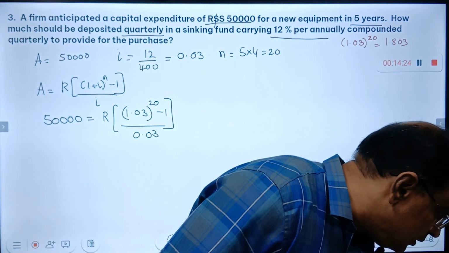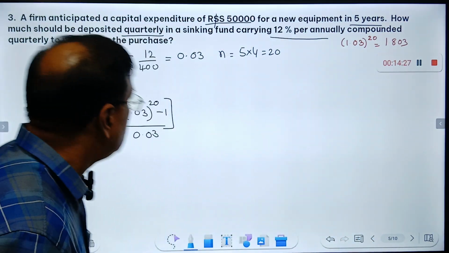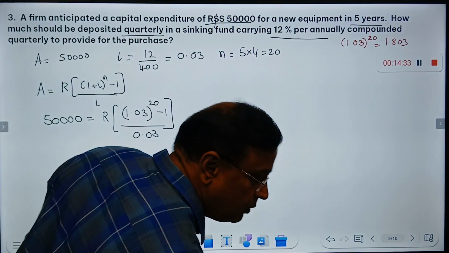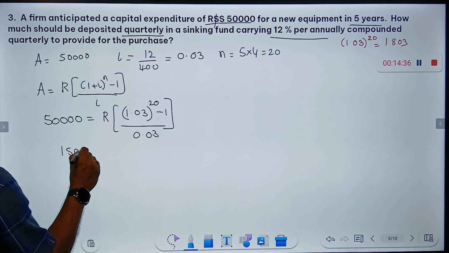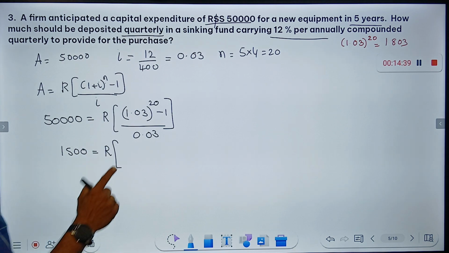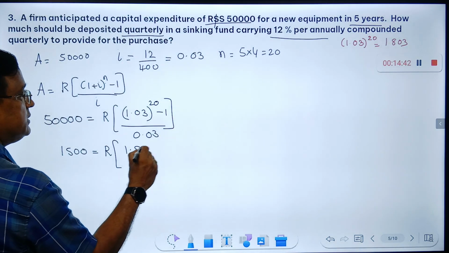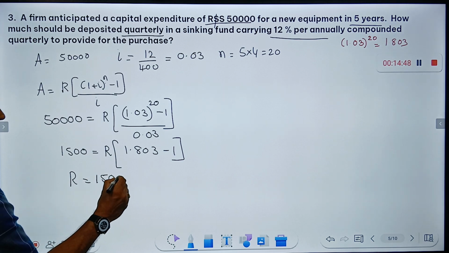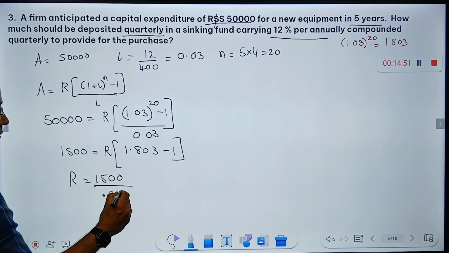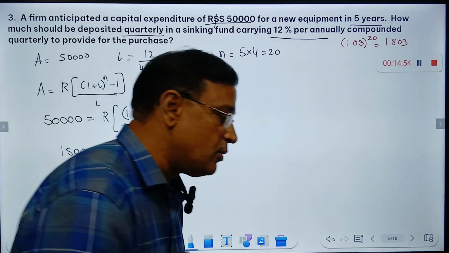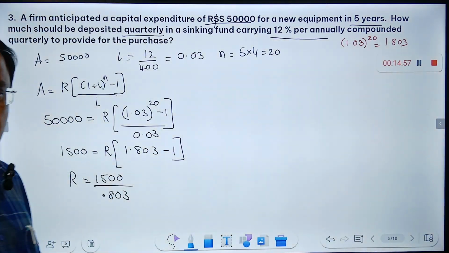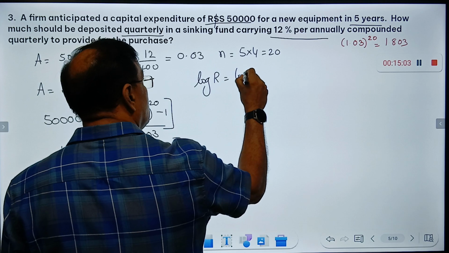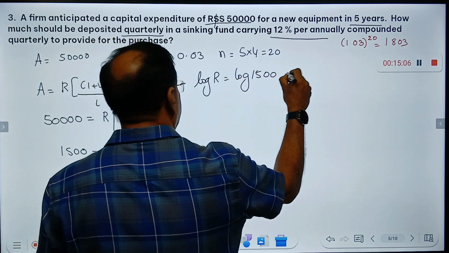Now as usual we do the calculation. So what is the calculation here? Divided by 4. If you cross multiply, it comes up to 1500 equal to R into 1.03 to the power 20, it's given as 1.803, minus 1. So R is 1500 by 0.803. Once again, the same process. I keep repeating this process so that it stays in your head. Calculation is the basis for getting good marks in applied mathematics.